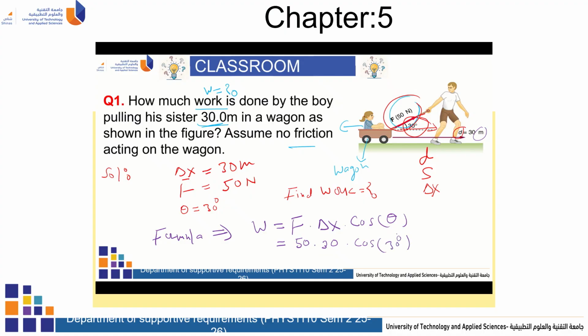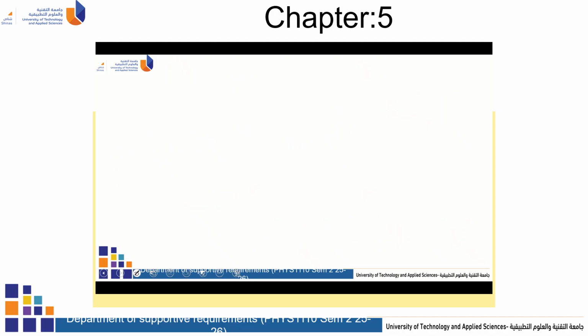If I solve it on my calculator, the answer of this equation will be 1299, and the unit is joule. The unit of the work is joule. So this is our answer for question number 1.